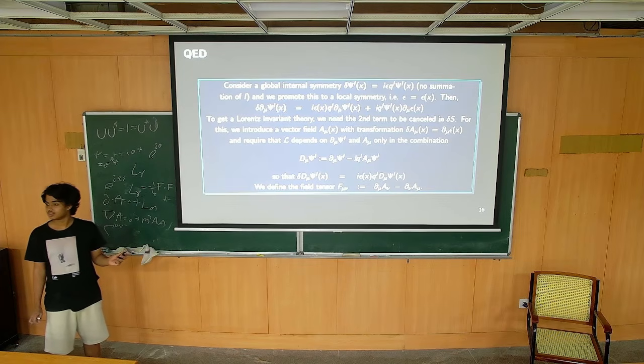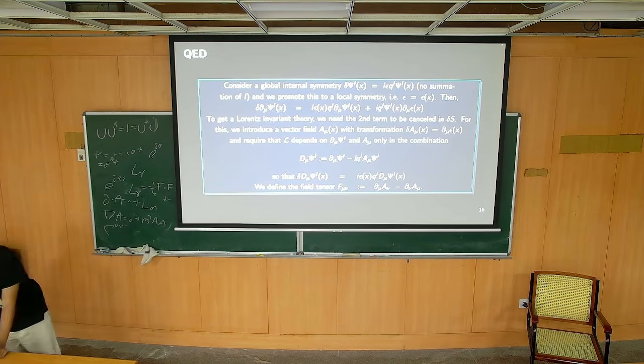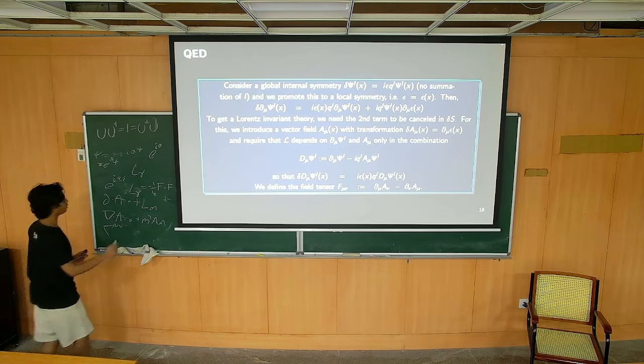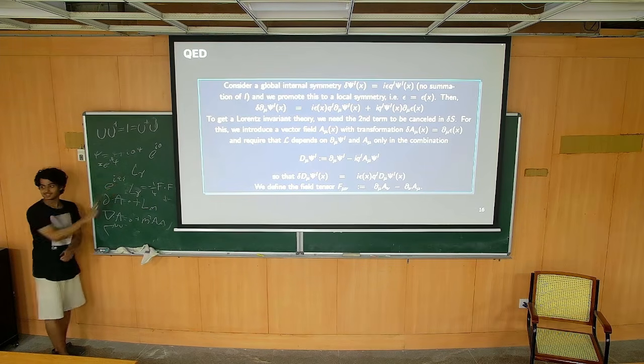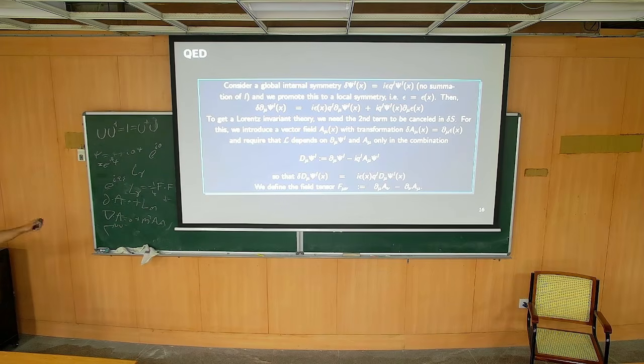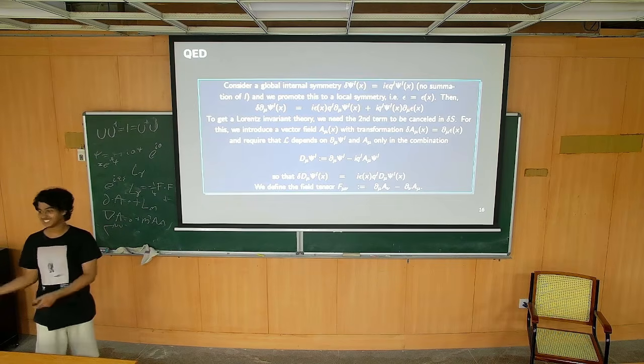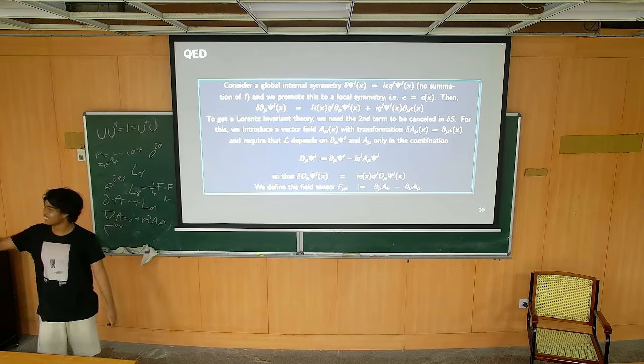Where do the new derivatives come from? This variation corresponds to U(1), as I told you now. This is unitary, that's what it means. It's the Lie group structure of the U(1) Lie group.